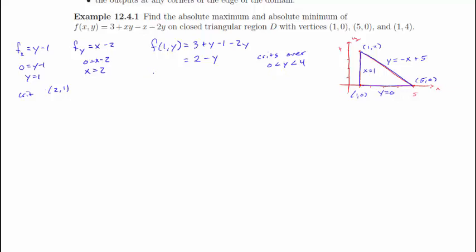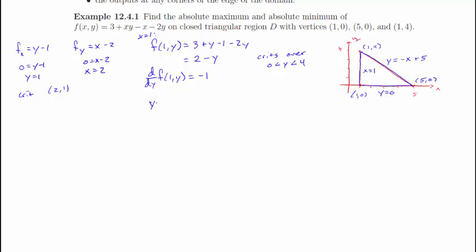So my derivative of f of 1, y with respect to y equals -1. And so there's no critical values here. This is just a nice slope of -1 along this line. So we're not going to have any possible absolute maximums or minimums on the line x equals 1.